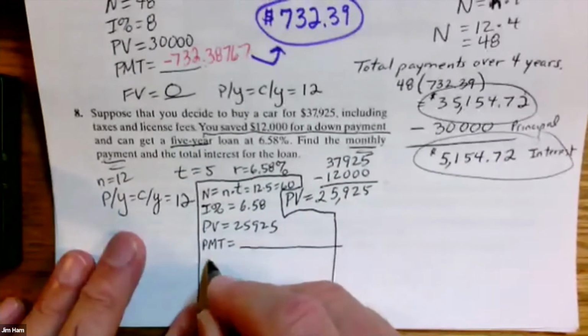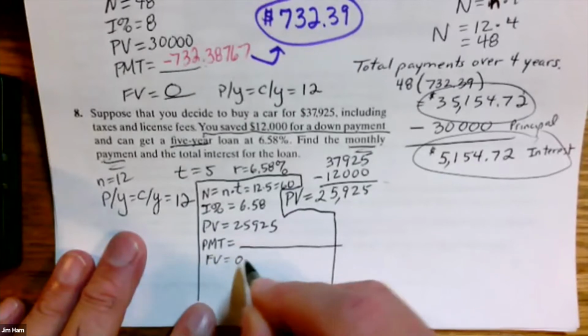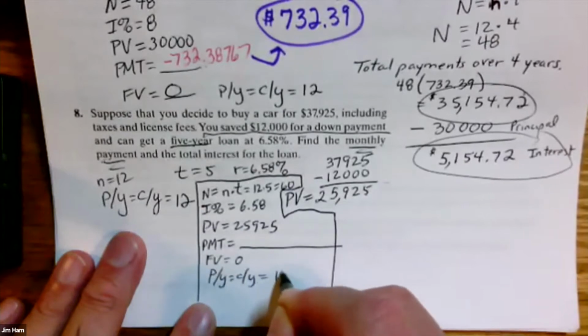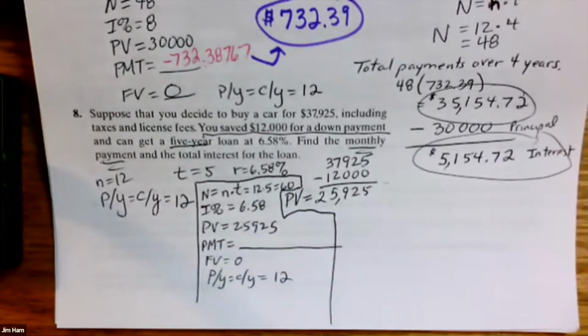And then these last three numbers are almost always going to be the same. The future value is 0, the payments per year, the compounding per year, those are going to be 12. Again, because we're buying a car. So assume that you're going to see monthly a lot in these problems.